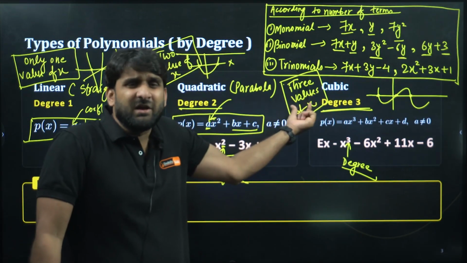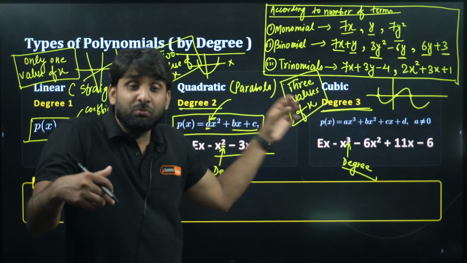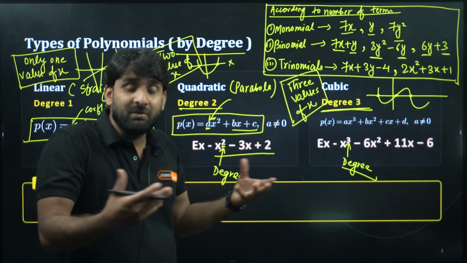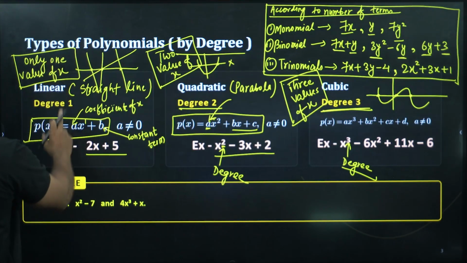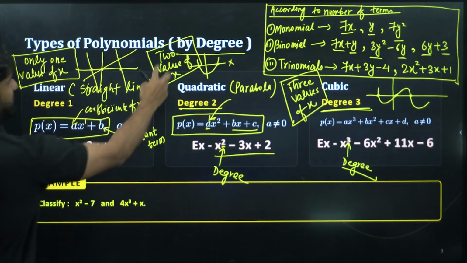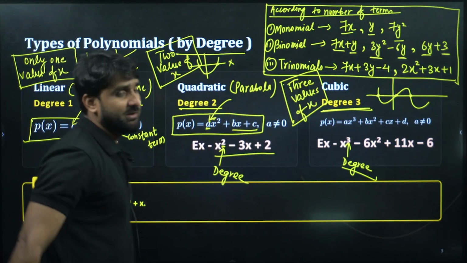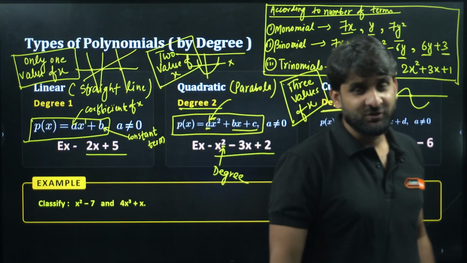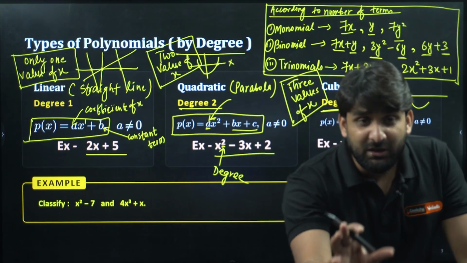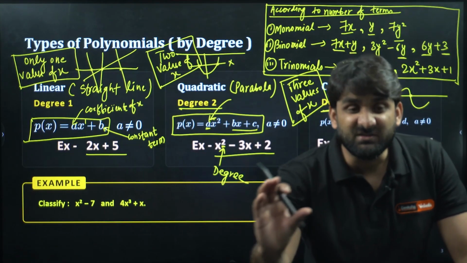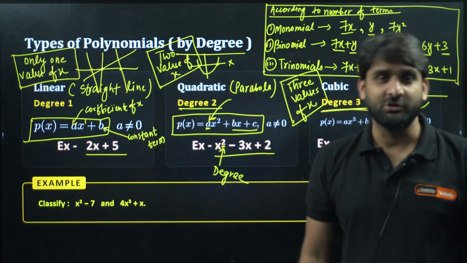What are these values called? The value of x on putting which the polynomial will become 0. These are called zeros also. How many zeros? Only 1 zero will be there, 2 zeros will be there, and 3 zeros will be there. And these are also called roots. So the value of the variable, on putting that value in any polynomial, the result will be 0. Such values are called solutions.